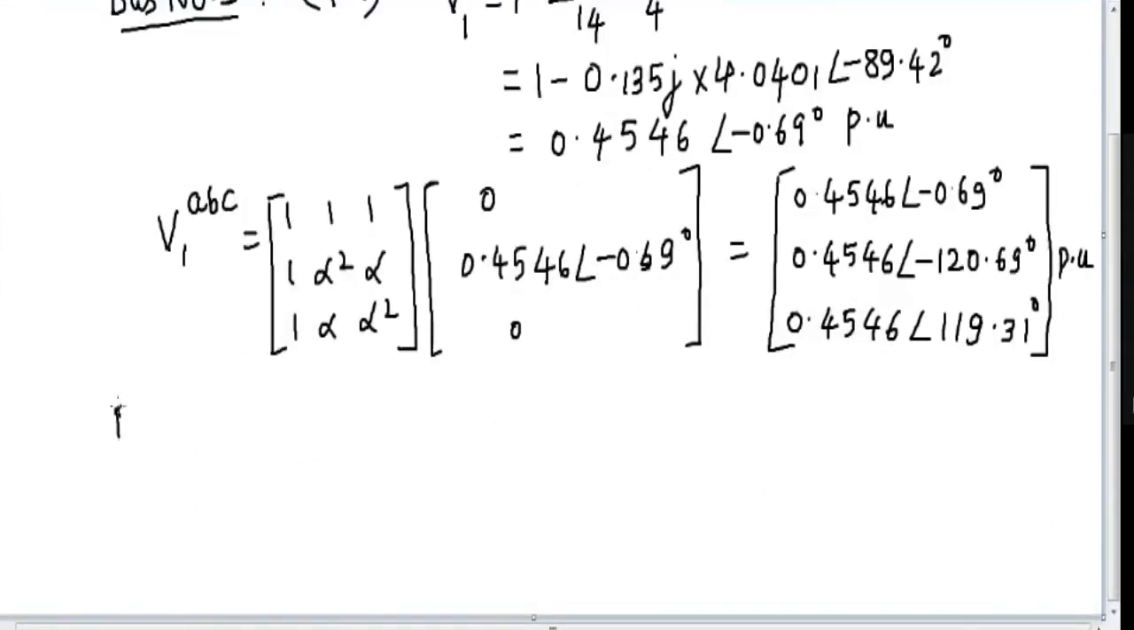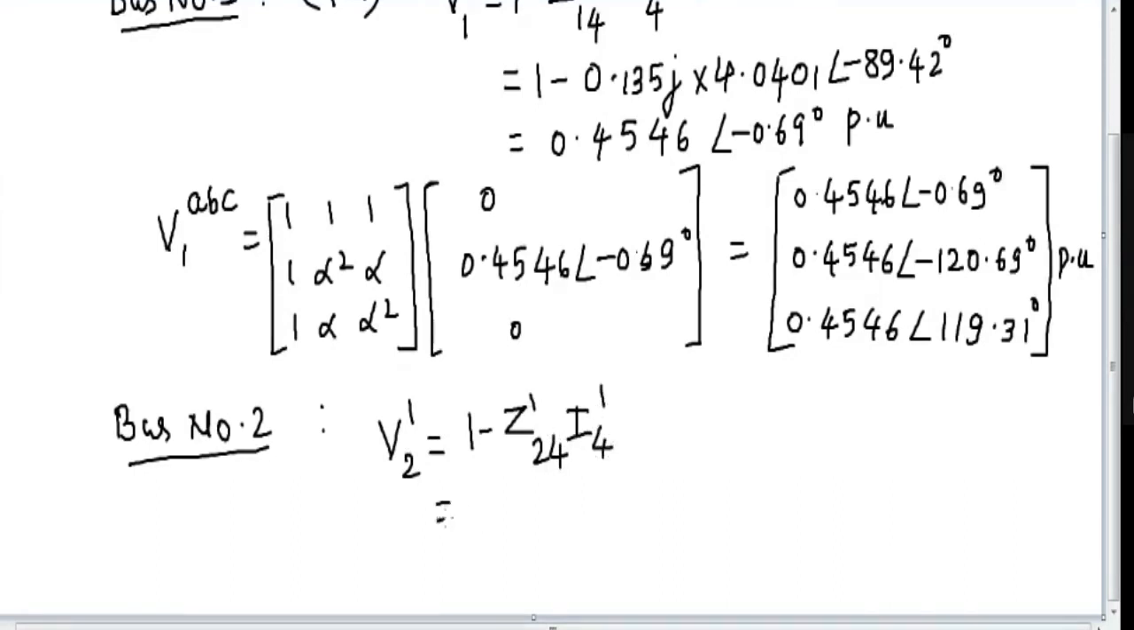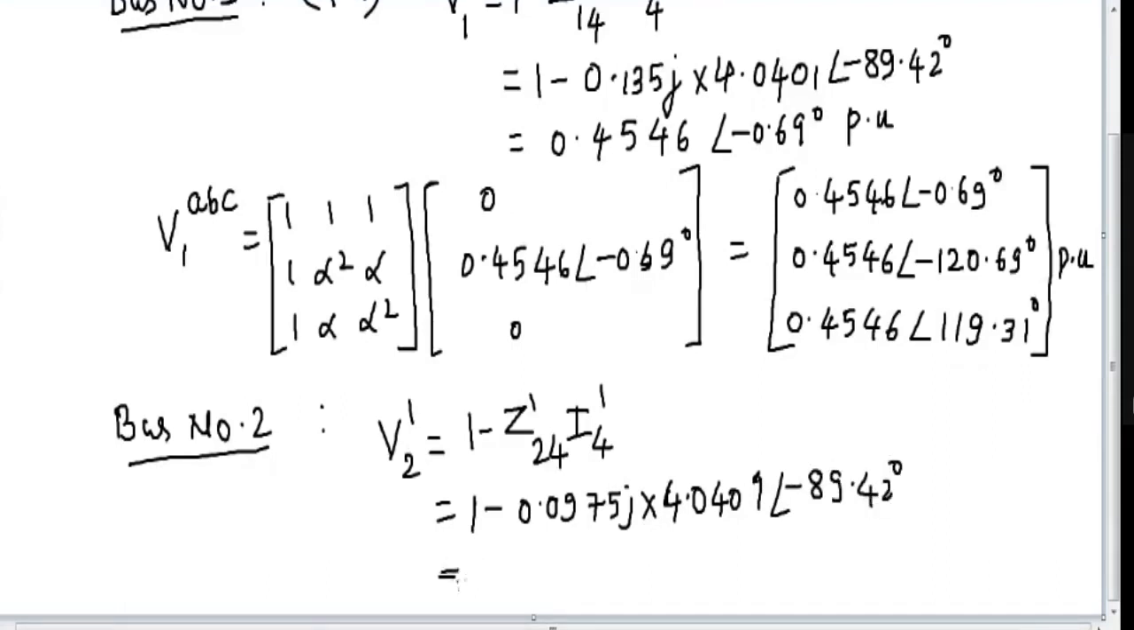तो सेम फॉर्मूला रहेगा. बस नंबर 2 के लिए आपका फॉर्मूला चेंज हो जाएगा. कैसे, V21 इज इक्वल टू 1 माइनस Z24 I41. सिंपली आपको क्या करना है, यहाँ आपका जो ZBus है, ZBus का वैल्यू आपको यहाँ पे 24 का लेना है. 24 क्या है आप ZBus से देख लेंगे. 24 है 0.0975j और मल्टीप्लाई करेंगे आप आपके I41 से. तो I41 क्या है, 4.0401 at an angle -89.42 डिग्री. यहाँ से आपको मिलेगा V21.